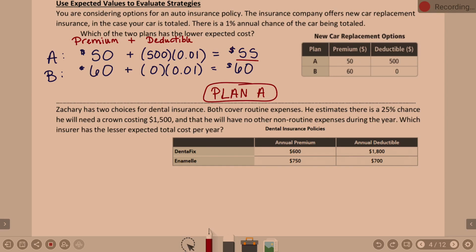Okay. So, Zach has two choices for dental insurance. Both cover routine expenses, like a cleaning or something. He estimates there is a 25% chance he will need a crown that costs $1,500, and he will have no other non-routine expenses. So he's just estimating he's going to have to pay for this crown. Everything else is going to be covered. Which insurer has the lesser expected total cost per year?